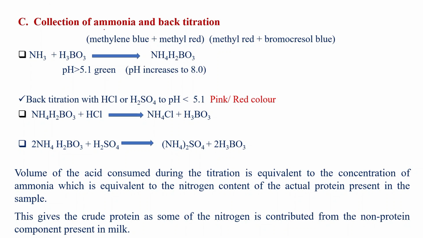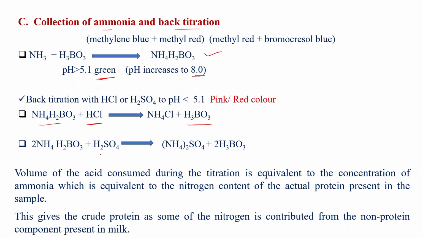Then the last step is collection of ammonia and back titration. So ammonia gets trapped in the boric acid, that is, ammonium borate formation will be there, and since the pH increases to 8, the color will be green, because this combination of indicator at pH greater than 5.1 has a green color. And then this ammonium borate which is formed is titrated with HCl, and then we can see that the boric acid is released as such. So boric acid is actually not participating in the reaction.